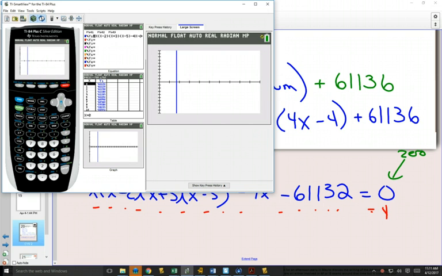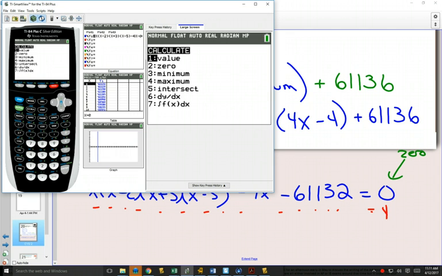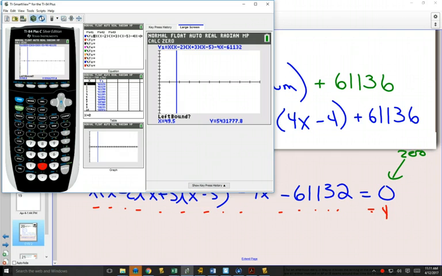Does it look like it's between the ages of 10 and 20? So now when I want to find my 0, I'll go back to calculate number 2, zero. A left bound of 10 seems reasonable. 20 seems reasonable for the right bound. Enter our guess, and we find out that Clara is 17 years old.